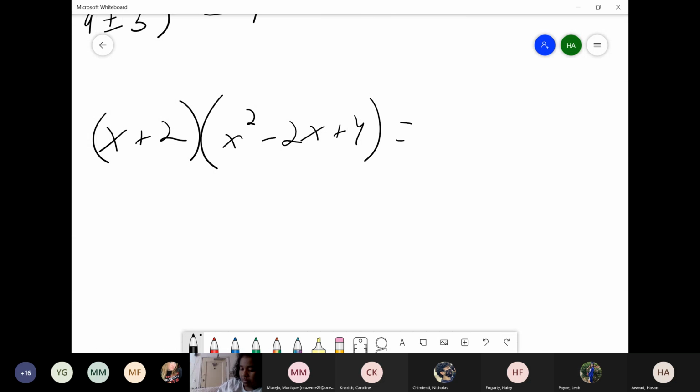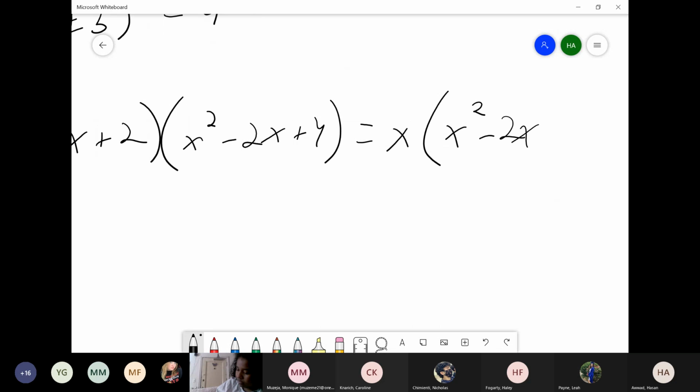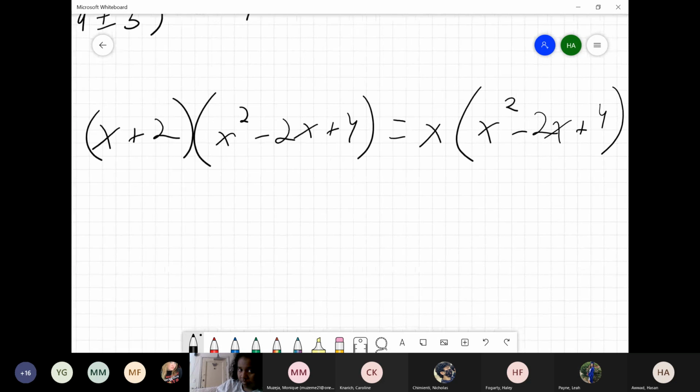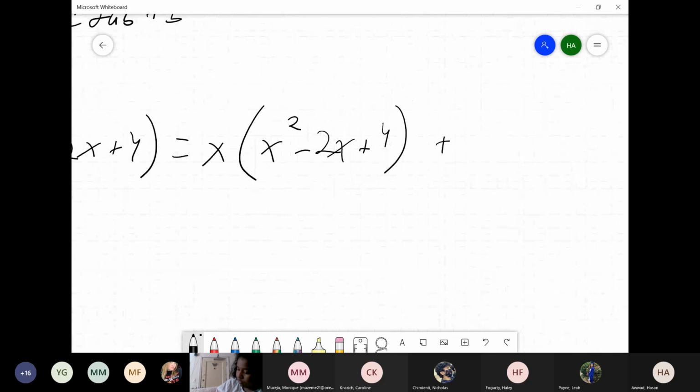So what it's going to look like is, okay, we have this x plus 2. I'm going to take the x and multiply it against the entire trinomial, so x squared minus 2x plus 4. That's a 4, I promise. I know it doesn't look like it. Plus 4. And then we also have this plus 2 over here, so plus 2 times x squared minus 2x plus 4. This is the same exact idea that we were doing before.